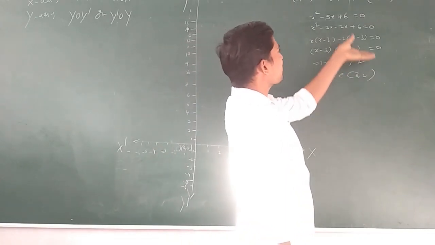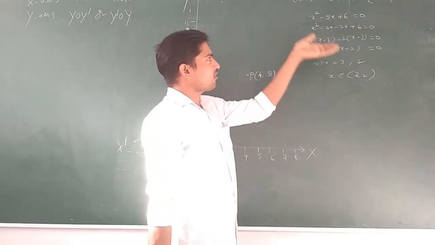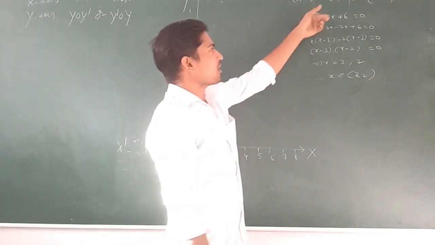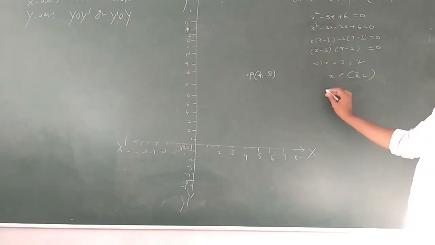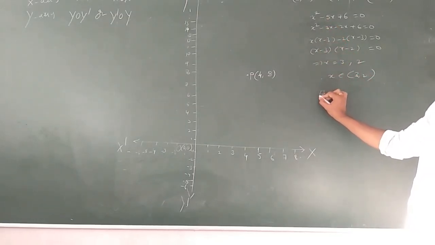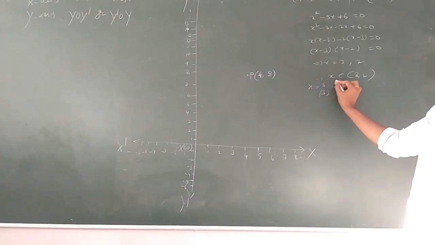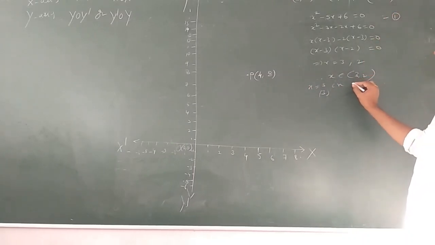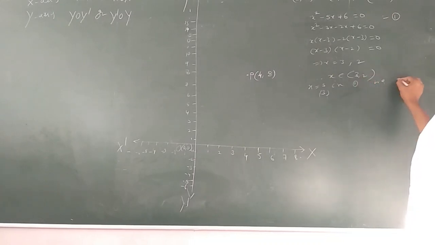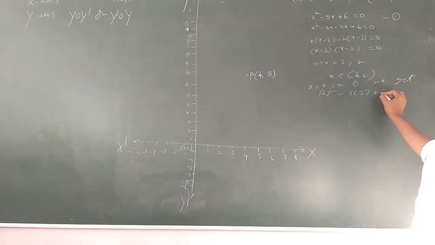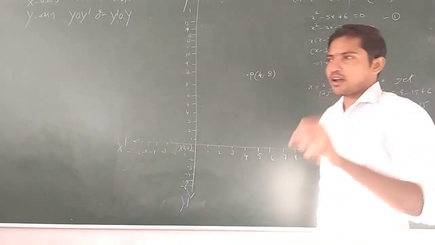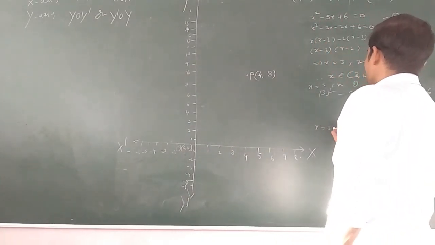That means which satisfies that equation. Suppose if you substitute 3 in place of x, it becomes 0. Let us verify that. Take x = 3 in equation 1: 3² - 5 × 3 + 6 = 9 - 15 + 6 = 15 - 15 = 0. So it is satisfied.